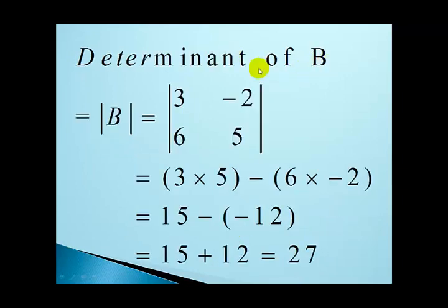Determinant of B is equal to [3, -2; 6, 5]. Now we multiply the first element by the fourth element. So we have 3 times 5 minus 6 times minus 2. So 3 times 5 is 15, minus 6 times minus 2 is minus 12. So 15 minus minus 12 will be 15 plus 12, and this is equal to 27. 15 plus 12 is equal to 27. So that is the determinant of B.